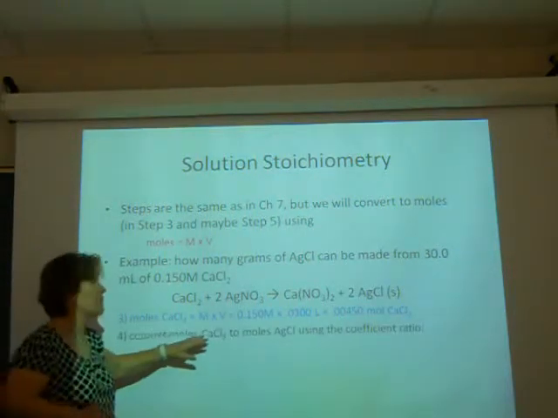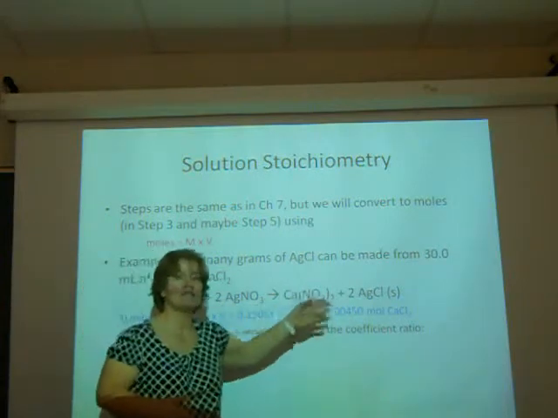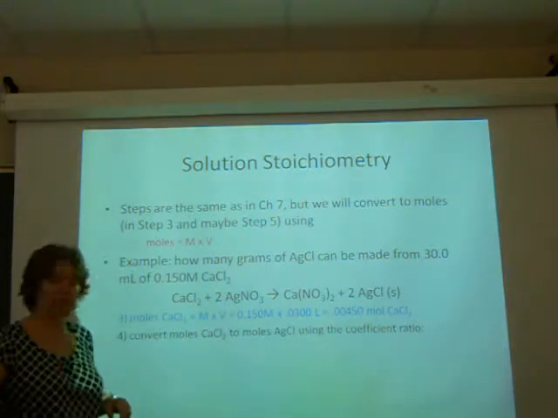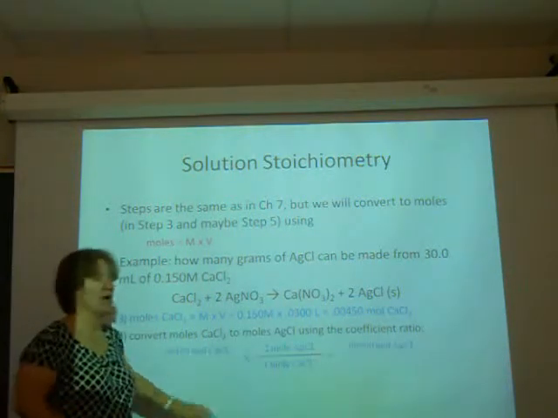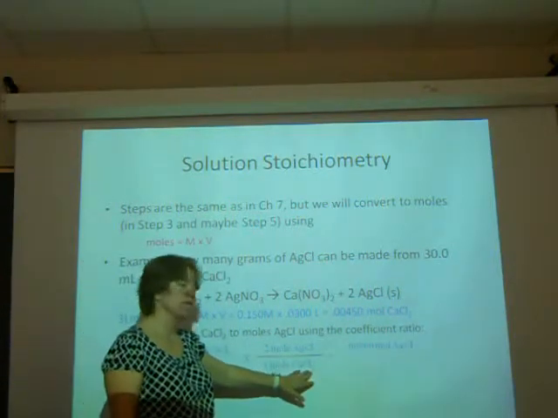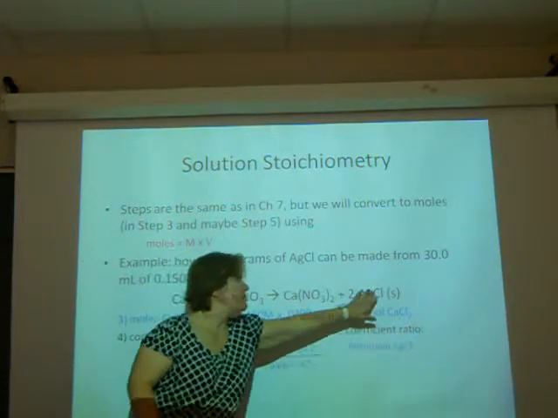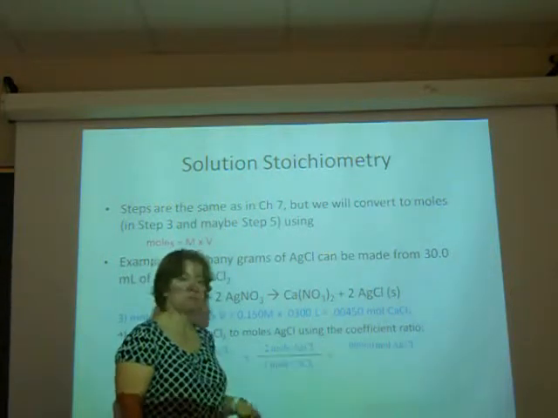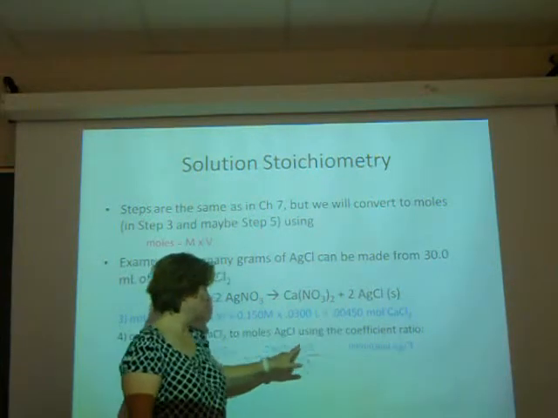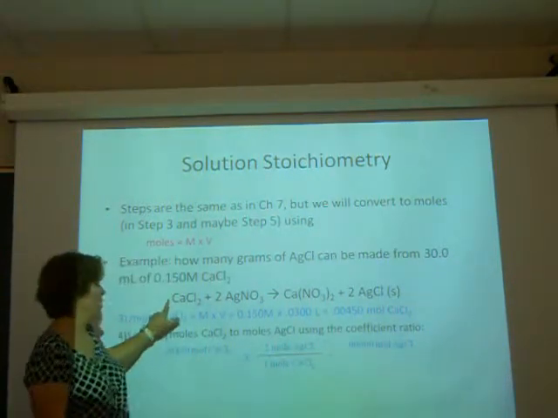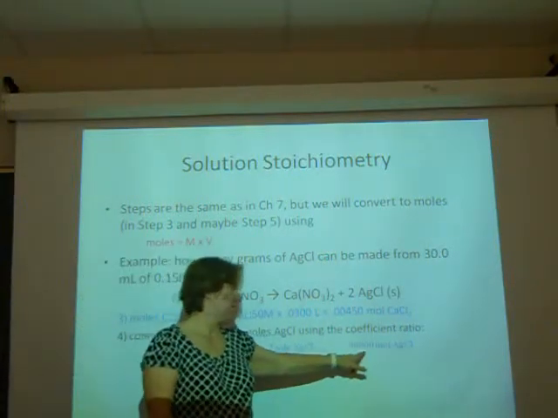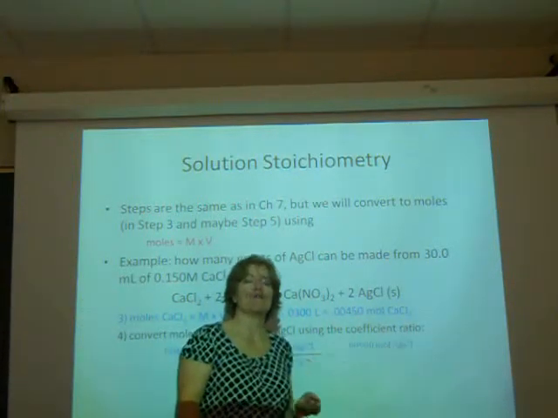Now I'm going to convert from my given to my unknown using the coefficient ratio. So I have 0.00450 moles of calcium chloride. Since I'm starting with moles of calcium chloride, that's what I'm putting on the bottom of my conversion factor. I want moles of silver chloride, so I'm putting moles on the top of the conversion factor, and the numbers here are supplied by the coefficients. 2 on top with AgCl, 1 on bottom with calcium chloride. With double the number of moles, I now have 0.00900 moles of silver chloride that would be made.